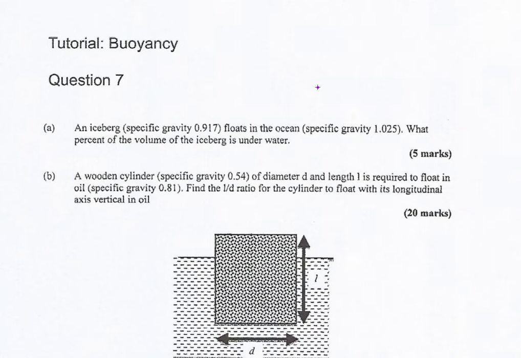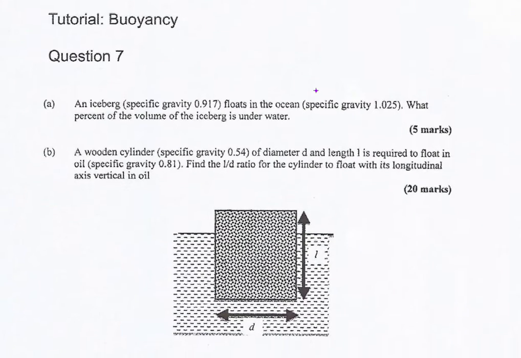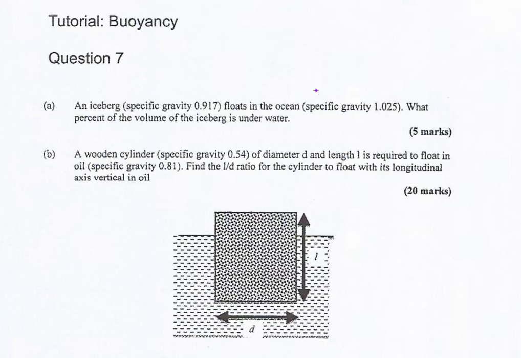And B, a wooden cylinder, specific gravity of 0.4, of diameter D and length L, is required to float in oil, specific gravity 0.81. Find the L over D ratio for the cylinder to float with its longitudinal axis vertical in oil.